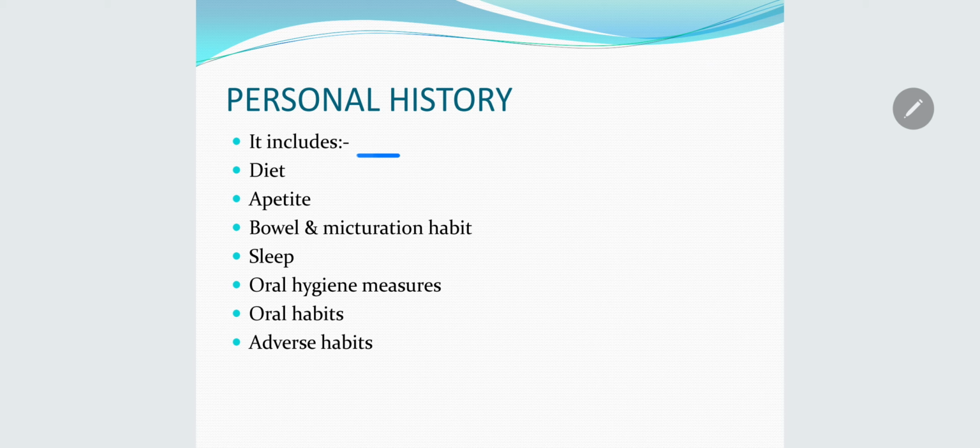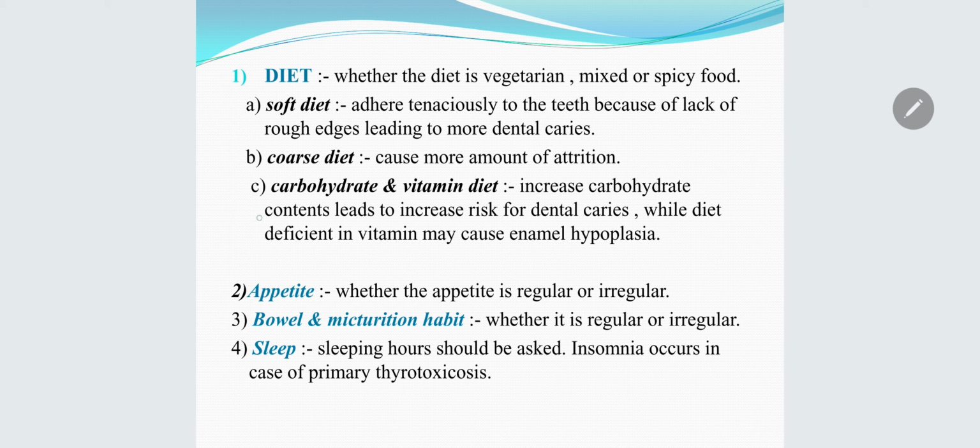Personal history includes diet, appetite, bowel and micturition habits, sleep, oral hygiene measures, oral habits and adverse habits. All these are the personal history. Diet includes a soft diet or a coarse diet, carbohydrate or vitamin diet, because with a soft diet the patient may be more prone to dental caries. With a coarse diet, he will go for attrition. If carbohydrate is increased, it may lead to dental caries, and if there is a vitamin deficiency, he may have enamel hypoplasia. Hence diet is also important.